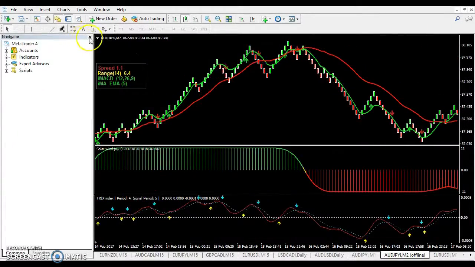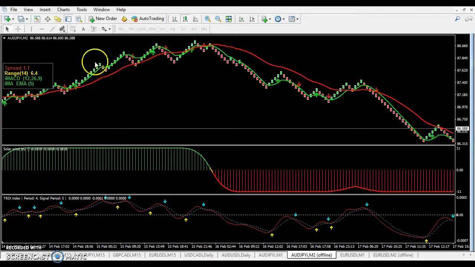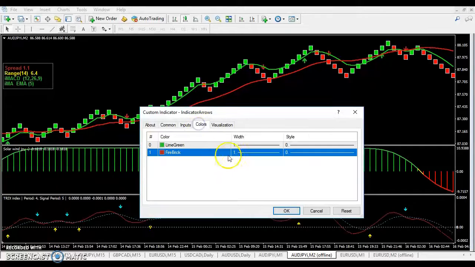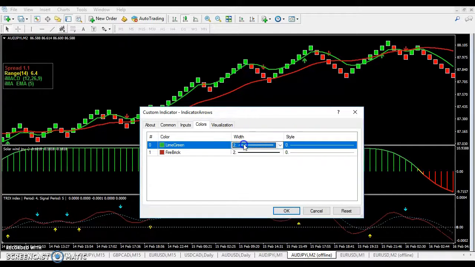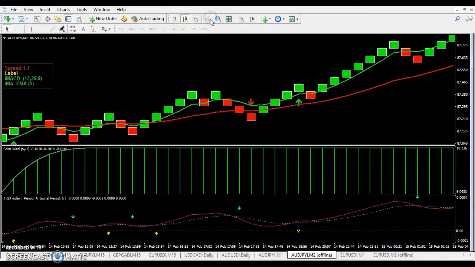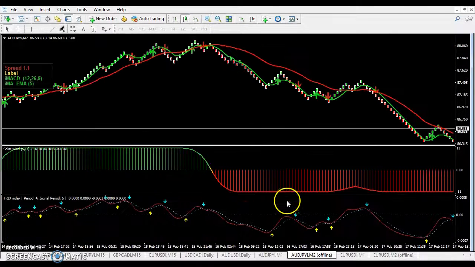Alright, now where to buy and where to sell. As you can see, you got arrows down here, you got arrows up here. The kind of burgundy colored arrows, I can make them bigger. Let's do that. Let's make them bigger. Got arrows here, you got arrows here.